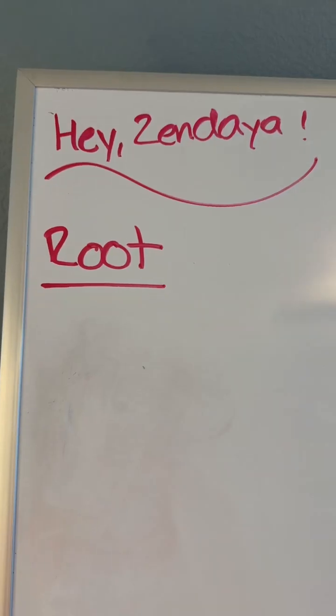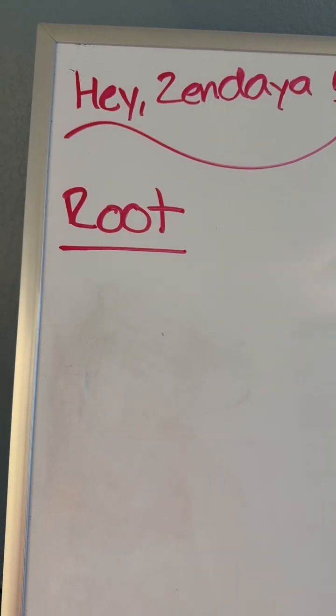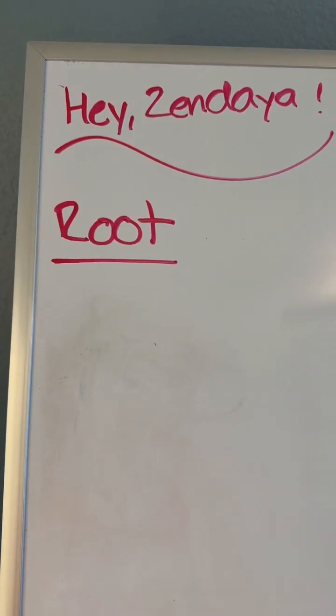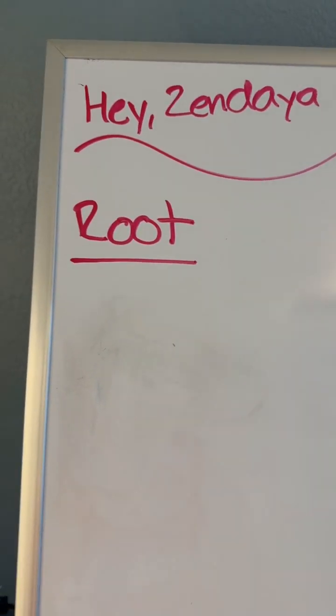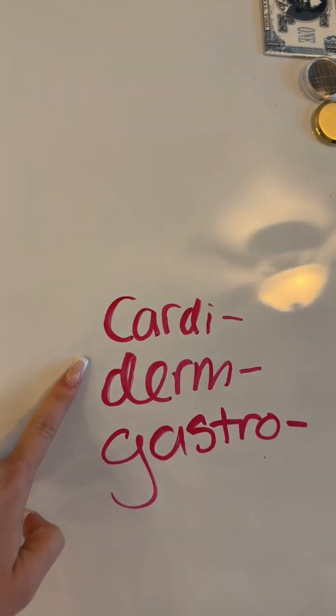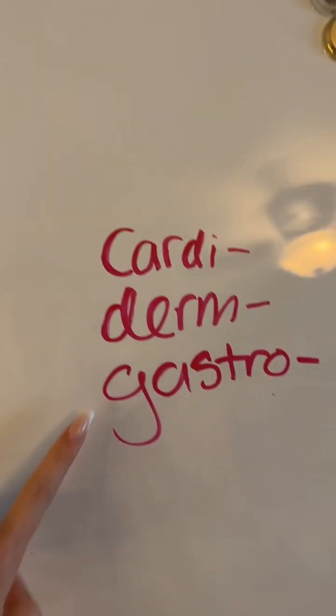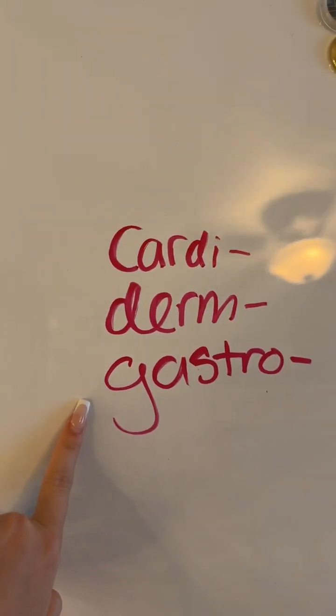Let's break it down. To begin, we can talk about the root, which tells you what body part or system is involved. It's also considered the core meaning. For example, we have cardi, which means heart, derm, which means skin, and gastro, which means stomach.